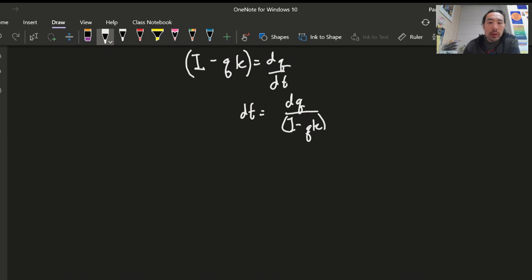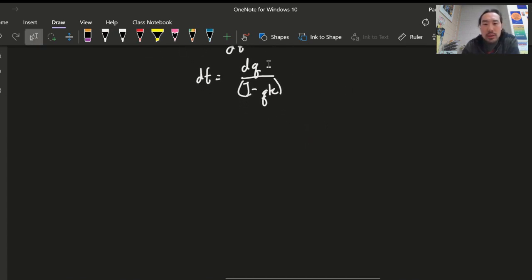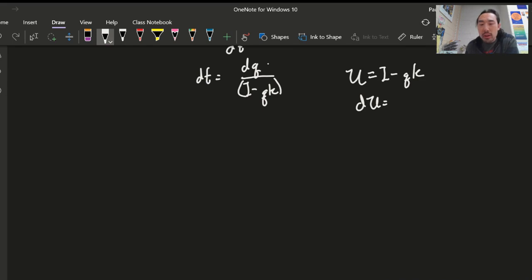And at this point, what we can do is we can take our integral. But before we take our integral, let's set a u substitution. So I'm going to say u is equal to I minus qk, and du is equal to, so that I, because it's capitalized, it is a constant. So the derivative of a constant just gives us nothing. So we get negative k dq.